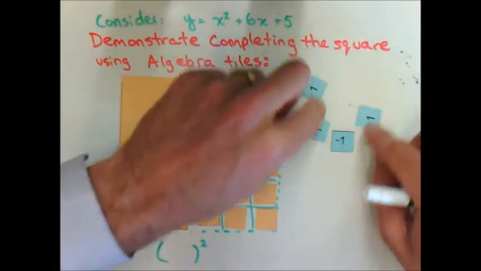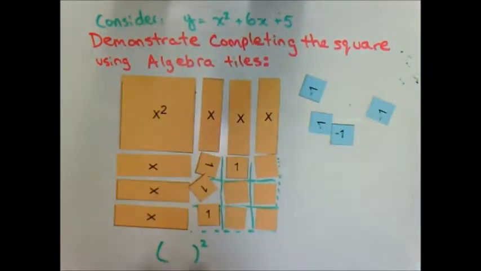And I'm left with, after I have my perfect square, minus 4 on the outside. Okay? So on the outside, we had minus 9 plus the 5 that we already had, which becomes minus 4. That is a quick demonstration of what we're doing.